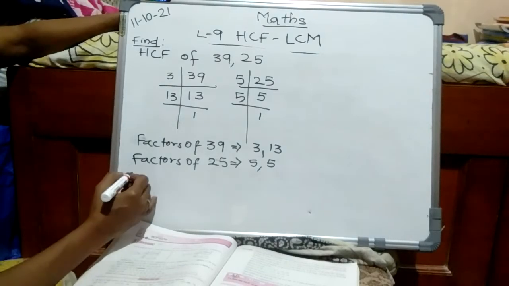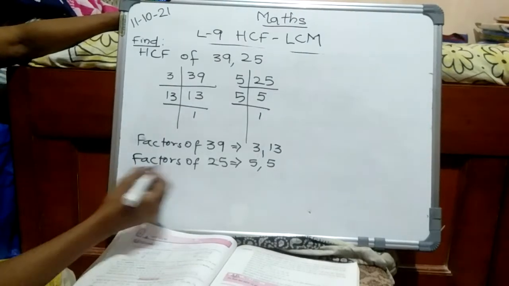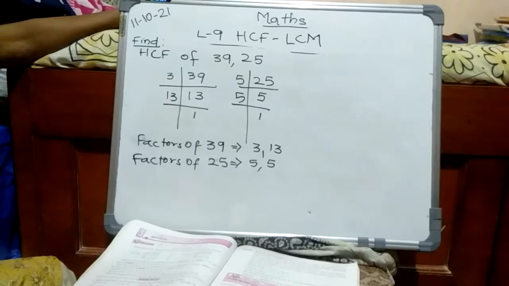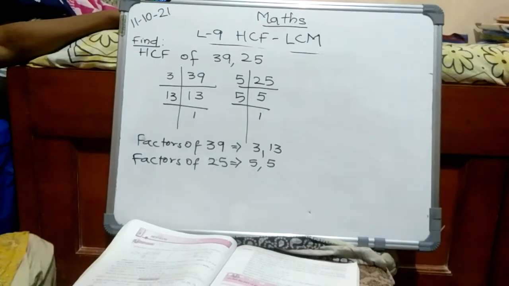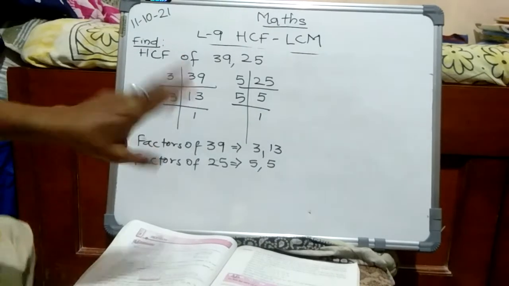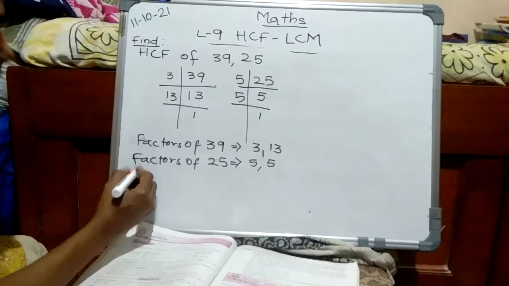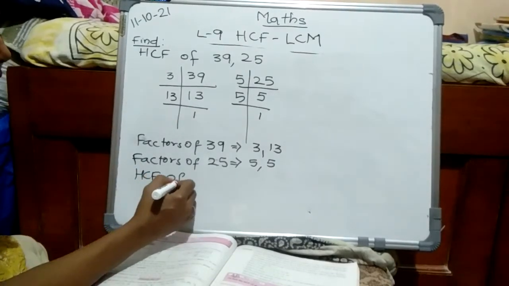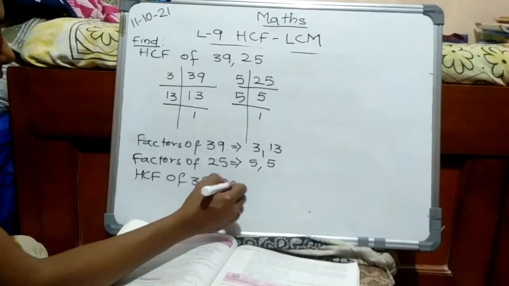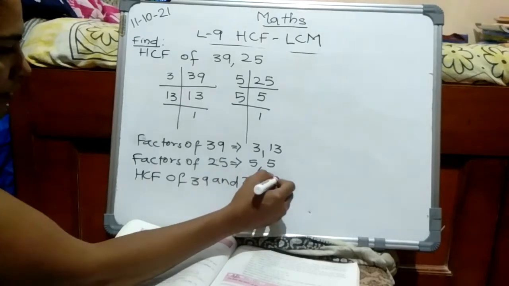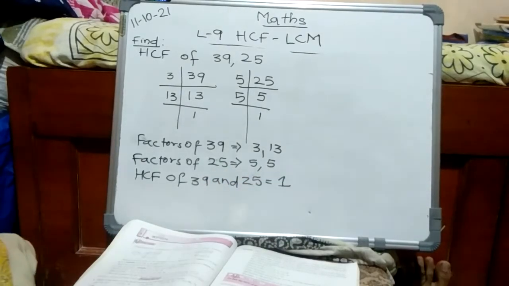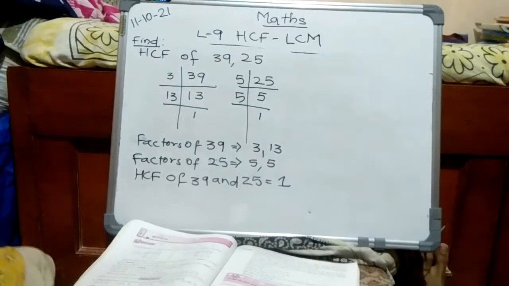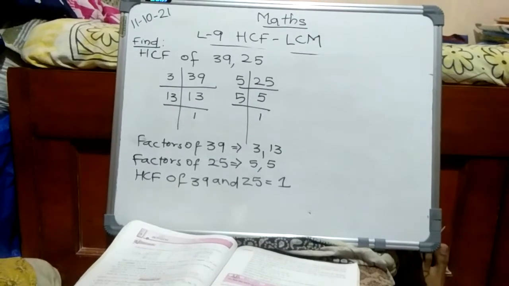Okay. Now there is no common factor. Is there any common factor? No. So when there is no common factor, we will write HCF of 39 and 25 equals 1. Clear? Did you understand? Understood? Children?